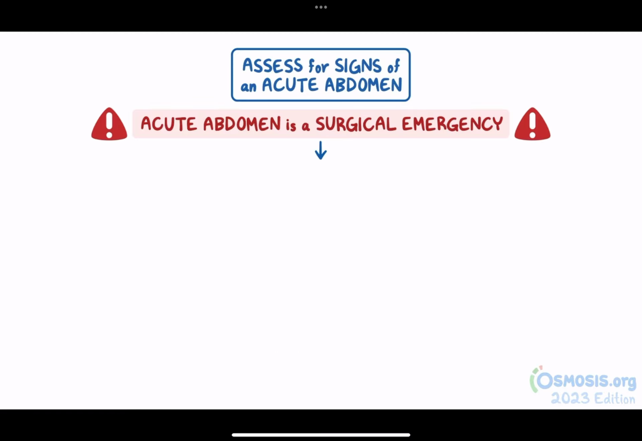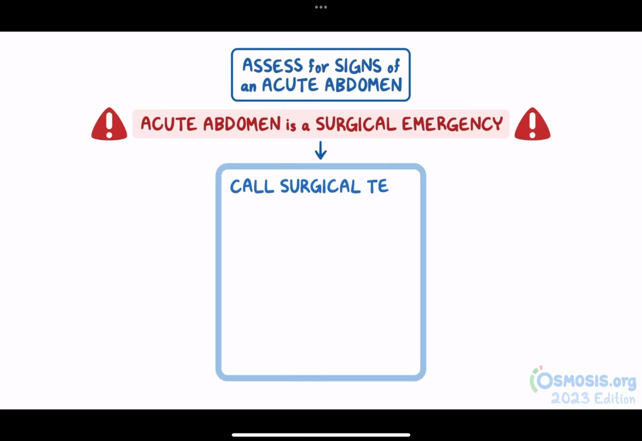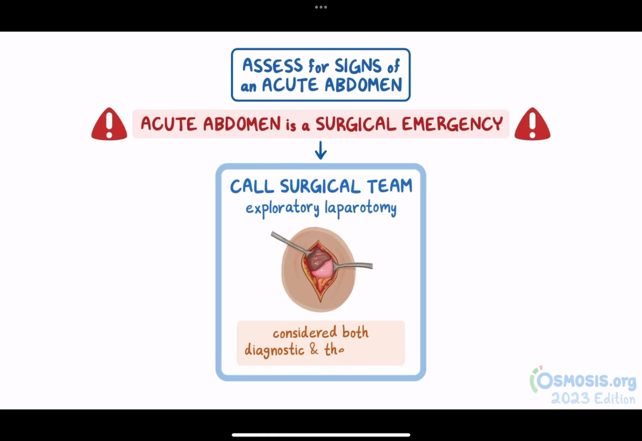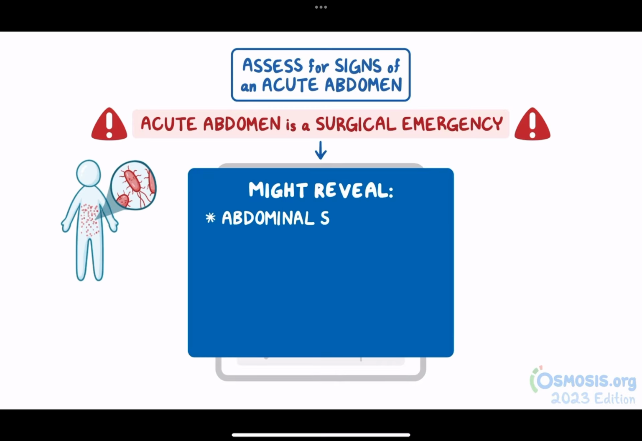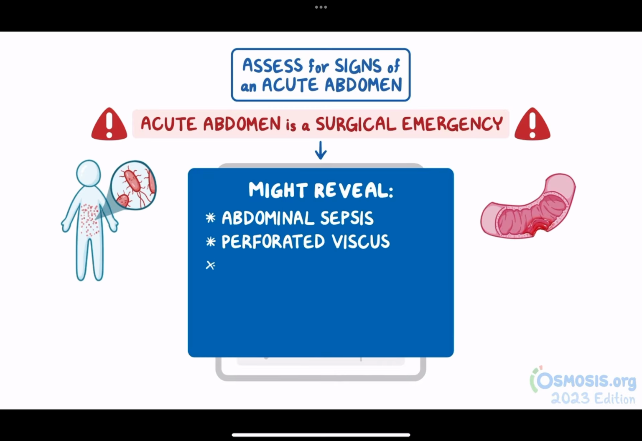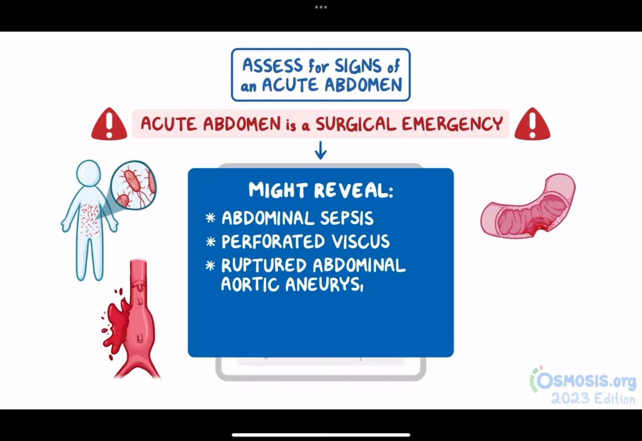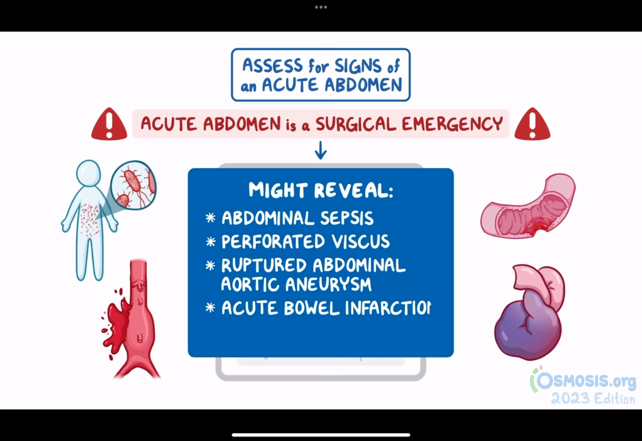Depending on your suspicion for underlying cause, the surgery team may take the patient for a possible exploratory laparotomy. In this case, exploratory laparotomy is considered both diagnostic and therapeutic. The intervention might reveal threatening conditions like abdominal sepsis, perforated viscus, ruptured abdominal aortic aneurysm, and even acute bowel infarction and necrosis.